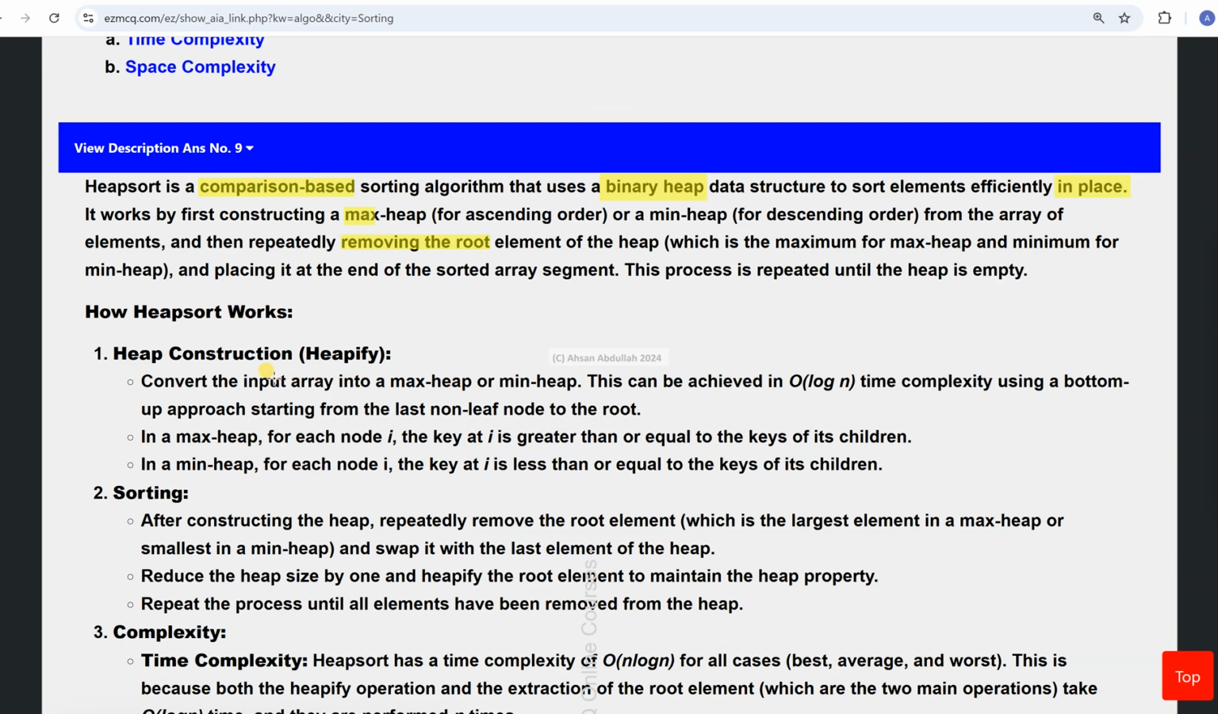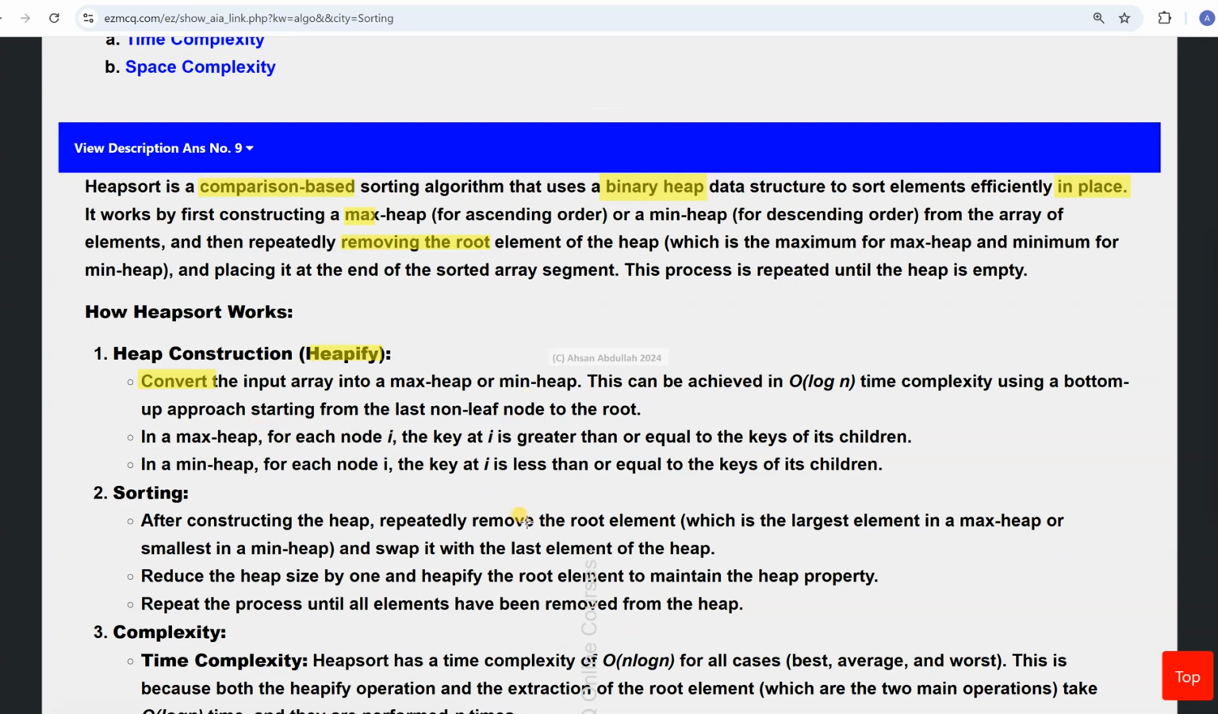So we have the input array, and we convert it. Heapify is the conversion of the input array into a max heap or a min heap, and that takes order log n time, right? Because what happens is that you remove the root, which is the smallest or the largest depending upon min or max heap, and then you replace it with the last element. In the worst case there is a shuffling and a movement from the root to the leaf, so that takes order log n time. So it is heapified, and this is explained here.